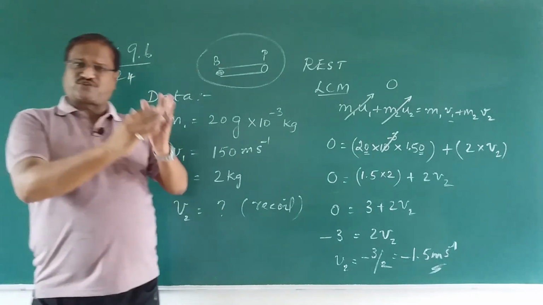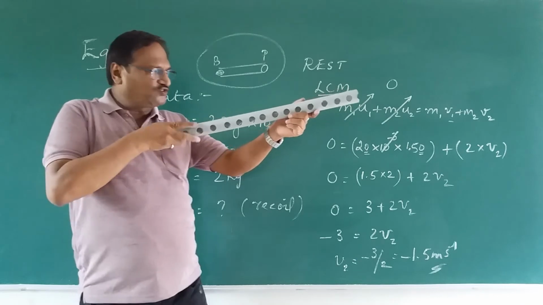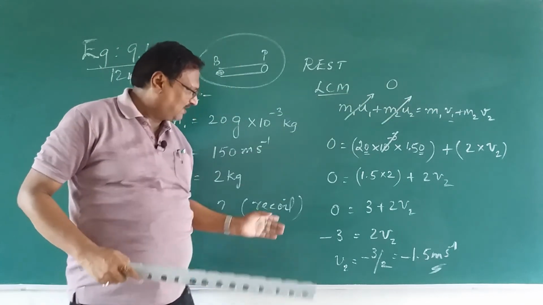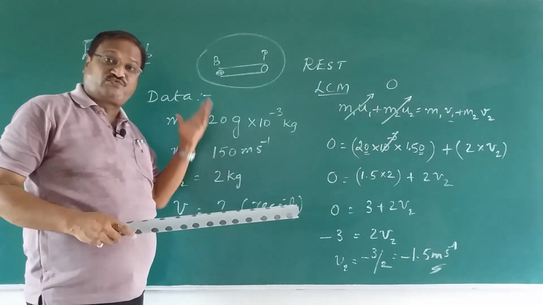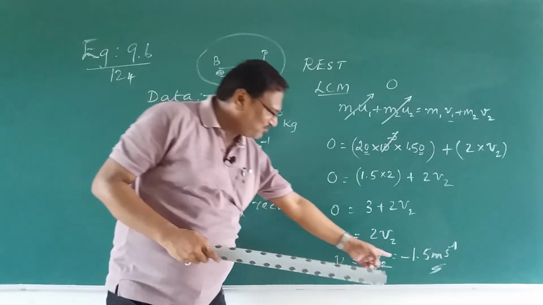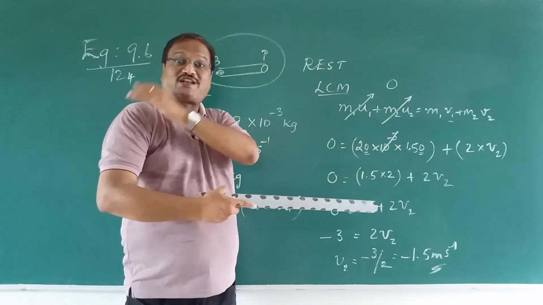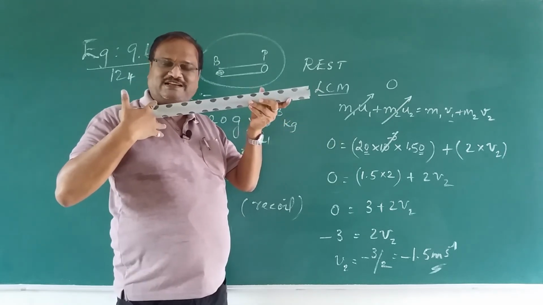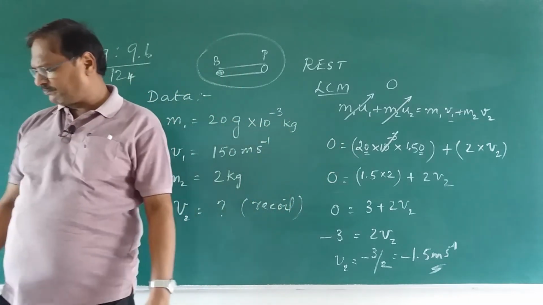Why is there a negative sign? Negative sign means positive is going forward, negative is coming backward. That is recoil. In the forward direction the velocity is 150, but the rebound is only 1.5. Your shoulder can withstand it. This is the recoil of the gun. I hope you understand this problem. Very interesting, very important problems.